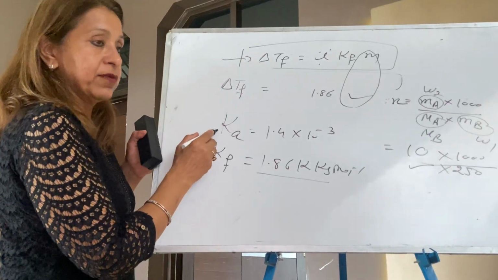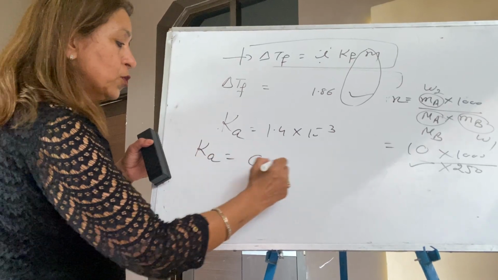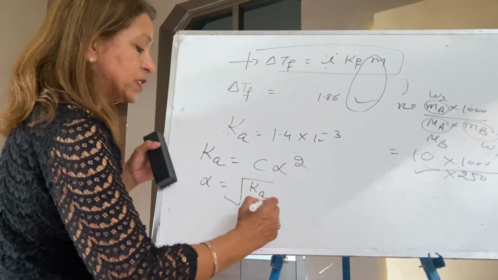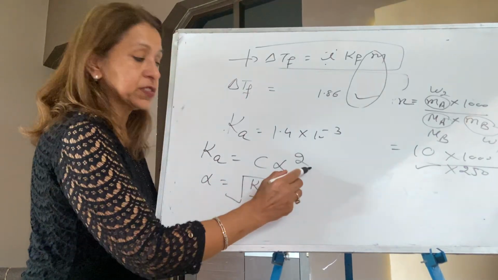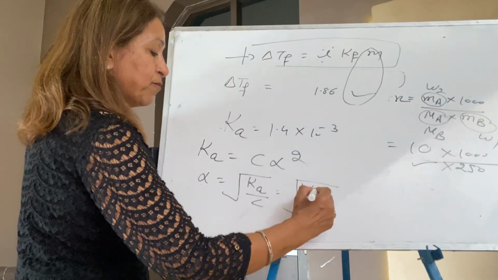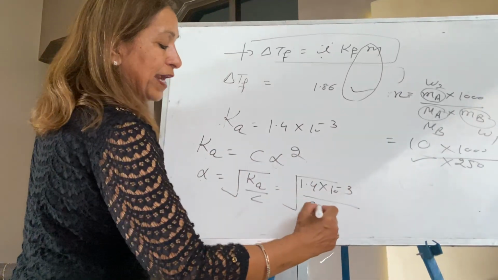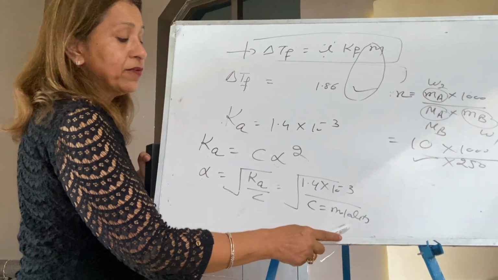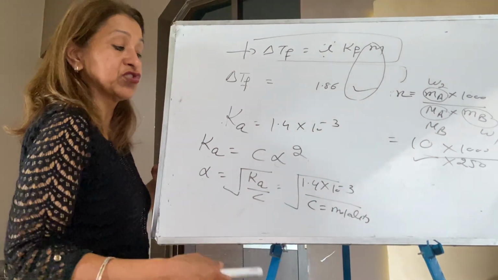Because Ka is given, what will you do now? Write down Ka is equal to C alpha square. Alpha is equal to under root Ka by C. You will take the help of Ka like this. So it's under root Ka, 1.4 into 10 to the power minus 3, by C for concentration. Concentration is molality here. Whatever molality you calculate, you can put here also. The concentration is the molality, because we can express concentration in various terms.